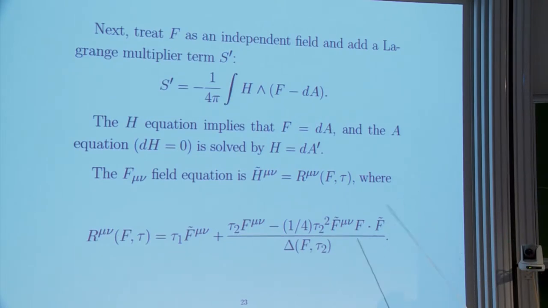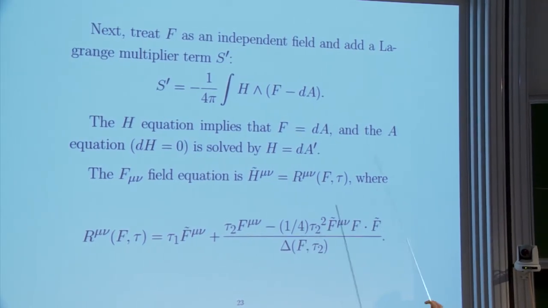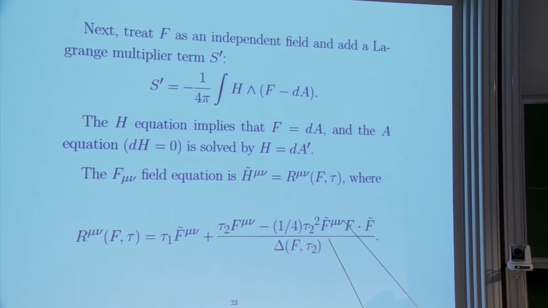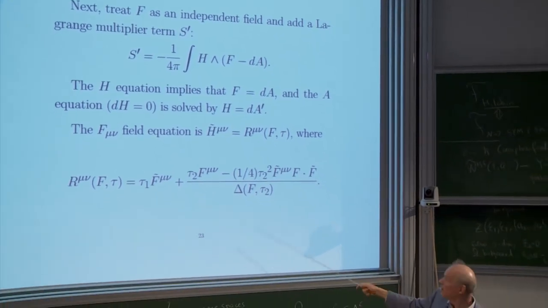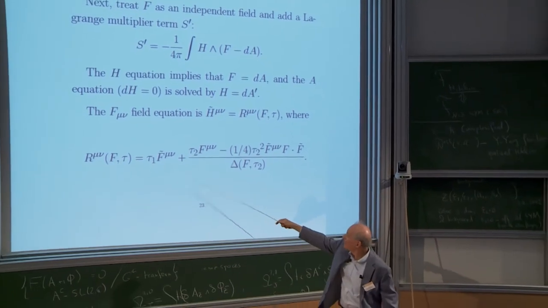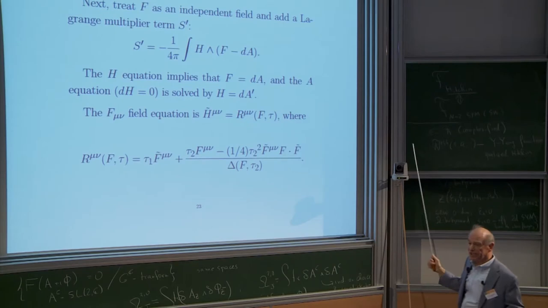Then you have the F equation of motion. So varying F in this term gives you H dual. And then varying F in the rest of the formula gives you some complicated expression, which is written down here. So this comes from the topological term, and this comes from the determinant term, just from differentiating them with respect to F mu nu.